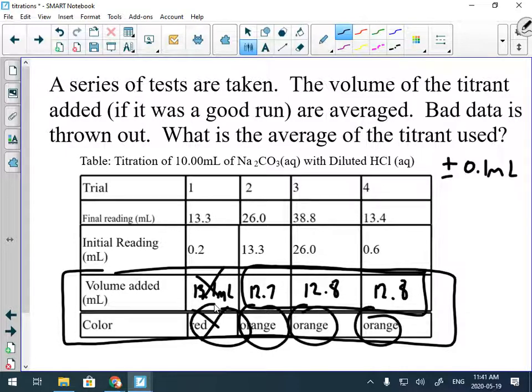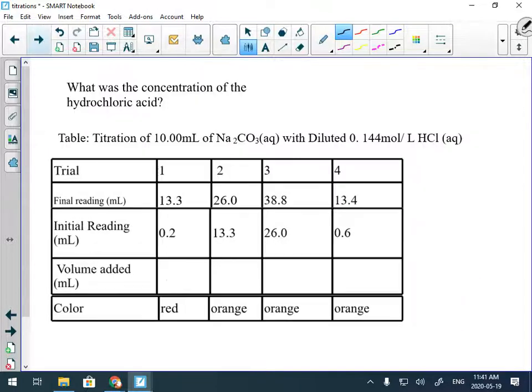Now, why is it important to have multiple trials? Well, these 3 trials we would average together to figure out one of the pieces of data to do the math. Now, this is getting to be a long lesson, so we're just going to do one titration problem from start to finish. Okay, and it's the same thing.